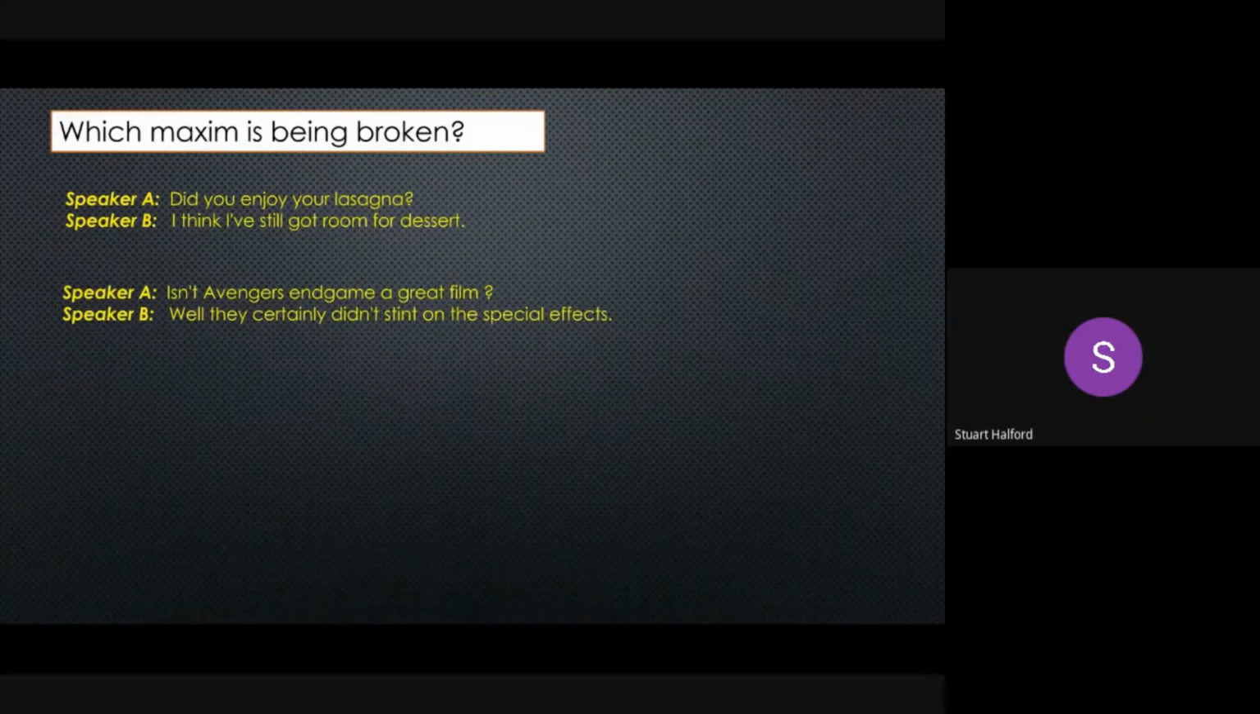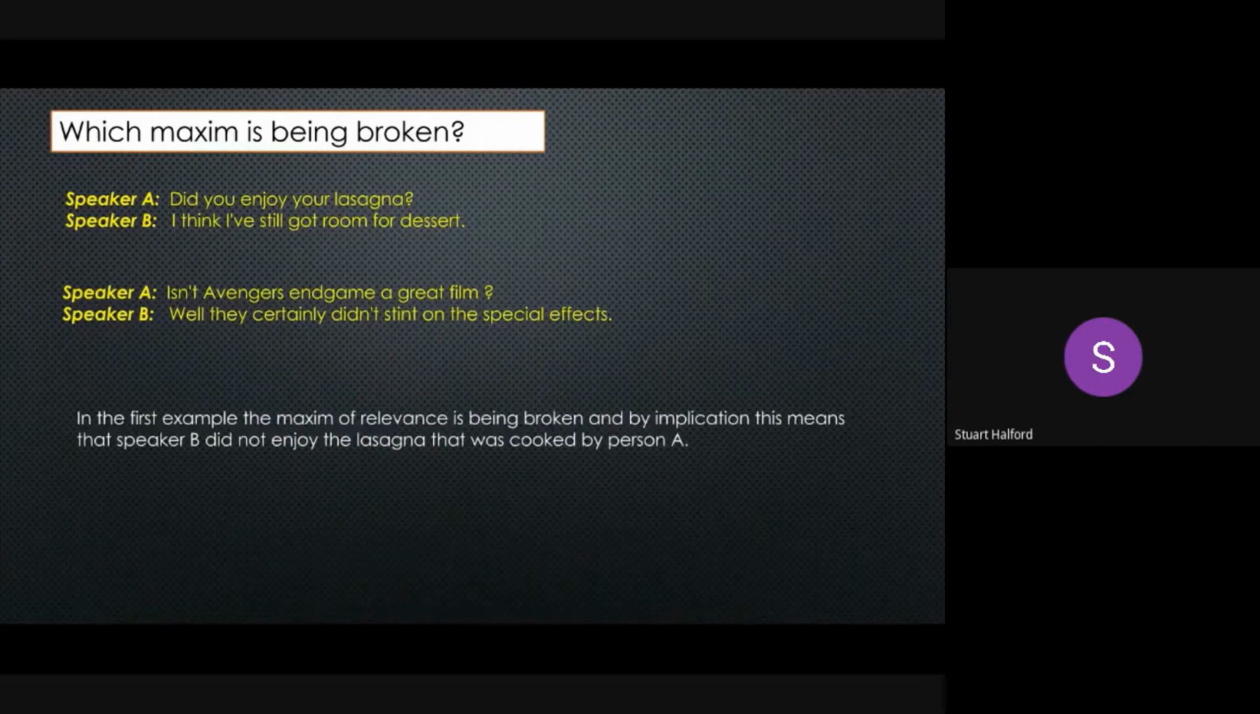So what's going on in these instances then? In the first example, we're breaking the maxim of relevance. We're not talking about dessert at this point. So what's the implication here? What's the subtext? Is the implication that speaker B didn't enjoy the lasagna that was cooked by person A? They've shifted the topic by changing the relevance of it.